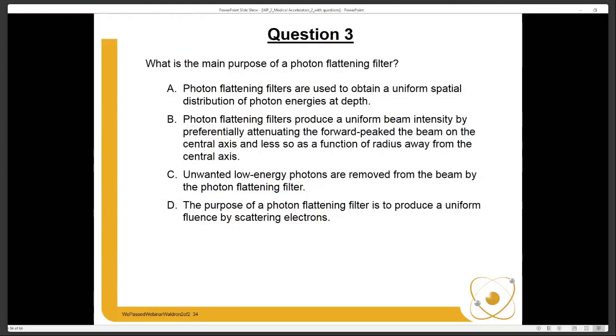Okay, well, let's see. The main purpose of a photon flattening filter, and of course, two of these are deliberately ambiguous and two are silly. Is it to obtain a uniform spatial distribution of photon energies at depth? Well, no, we can't really obtain a uniform spatial distribution at any depth. This is the one that's ambiguous, of course. Is it that unwanted low energy photons are removed from the beam by the photon flattening filter? Well, some low energy photons are removed, but that is not its main purpose. Is it to provide a uniform fluence by scattering electrons? No, that's not its primary purpose either, although that's probably going on. The main function is to correct for the fact that we have a very forward peaked beam by preferentially attenuating on the central axis and attenuating less as we increase in radius from the central axis.